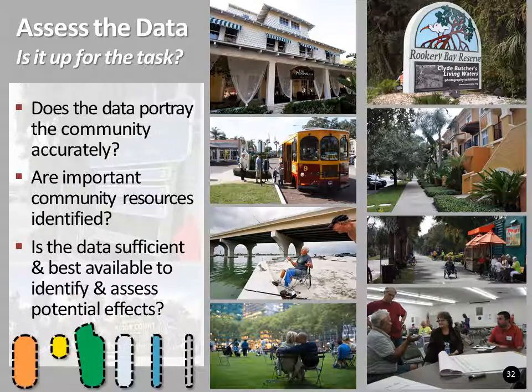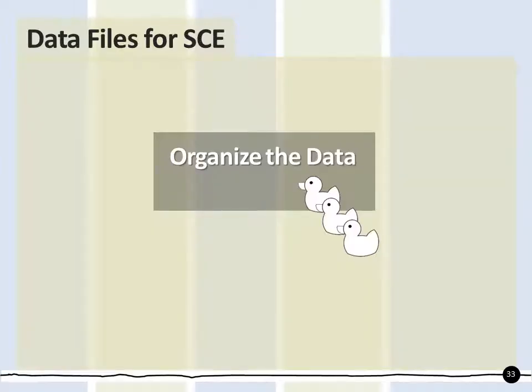Then, based on all that you've learned about the community up to this point, make any needed adjustments to the preliminary study area boundaries. Once you feel confident about the community data you have compiled, organize it so it's easy to access during the remaining steps of the SCE evaluation.